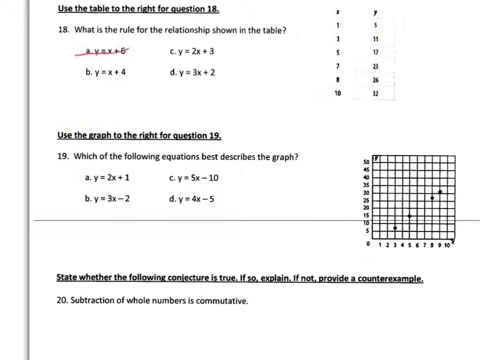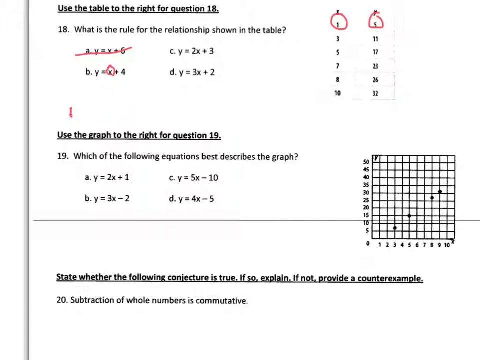Okay, so B, again, same thing. Now we're going to plug in our 1 in for the x here. So 1 plus 4. And let's see, does that equal the 5? 1 plus 4 does equal 5. So far so good. So we keep moving now. So let's go ahead and erase what this work is.